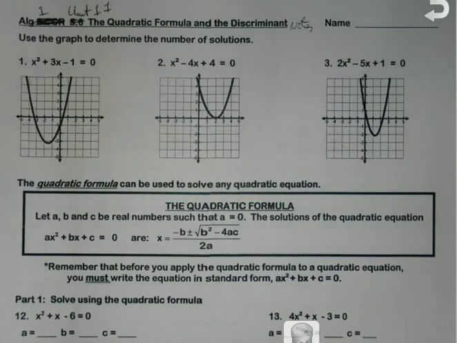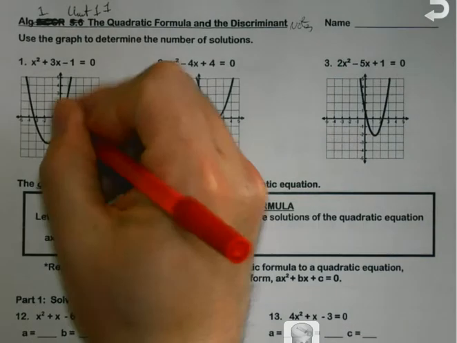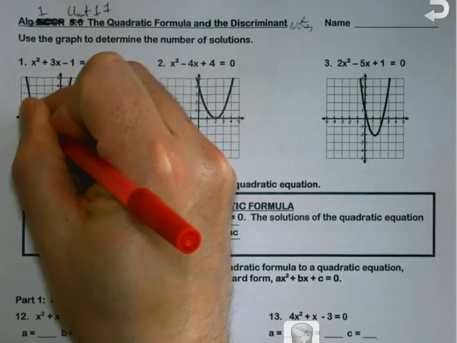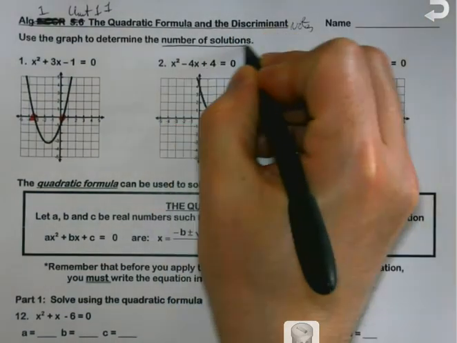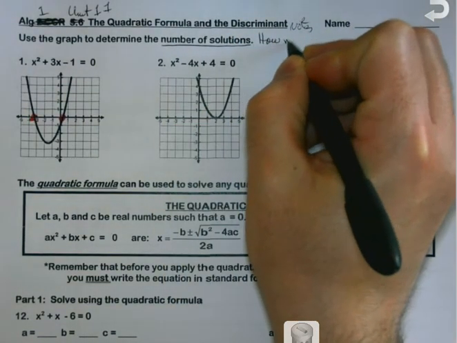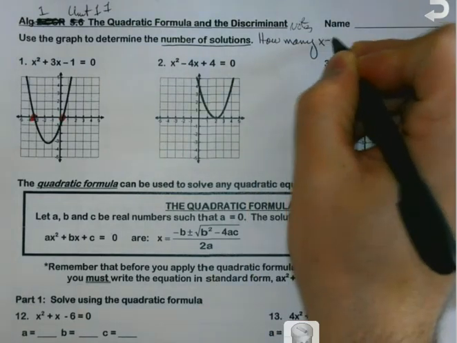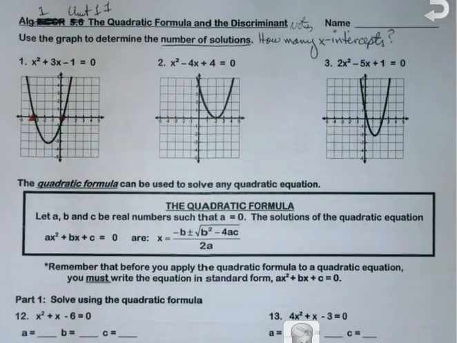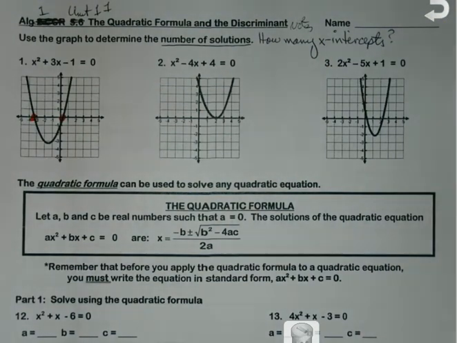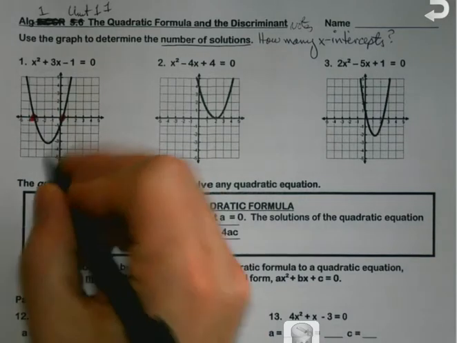It depends. So when we're trying to figure out the number of solutions, basically what we're going to do is try and figure out the number of times a graph crosses the x-axis. So when it says the number of solutions, it's really asking the question, how many x-intercepts are there? How many times does my graph cross the x-axis? And we're not necessarily always going to be looking for the exact solutions. We're just going to be looking for the number of them.